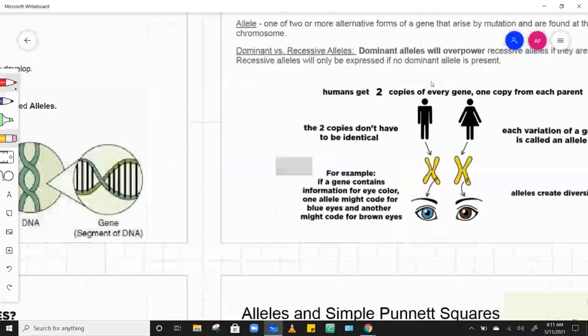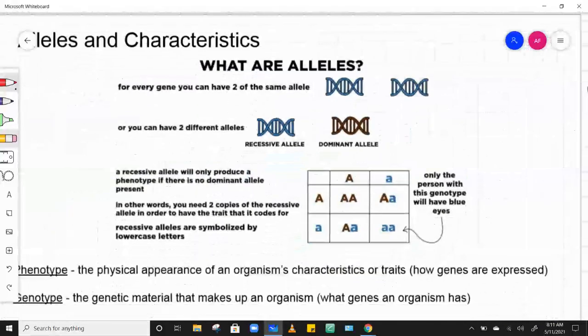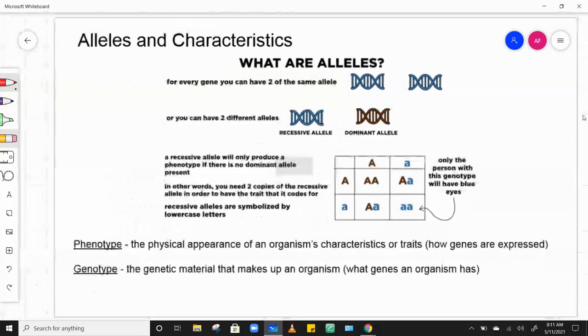So basically, let's look at that real quick. For every gene, you have two of the same, or really you can have all these different combinations. You get one from your mom, one from your dad, right? So you can have genes that have the same two alleles, or two different alleles. You can have recessive and dominant, or recessive recessive, or dominant dominant. A recessive allele will only produce a phenotype if there's no dominant allele present.